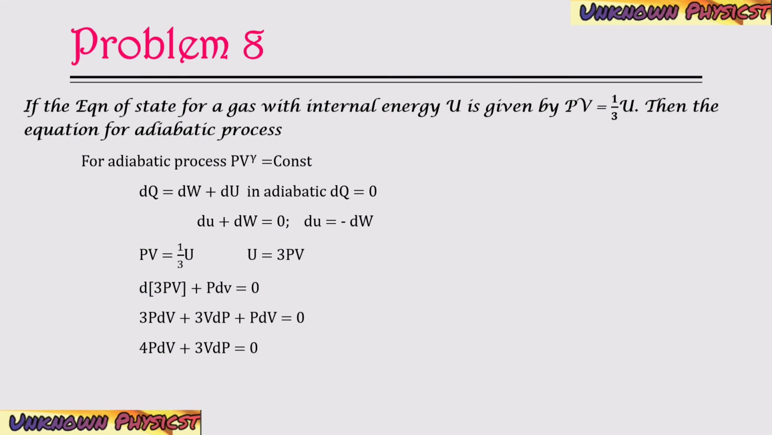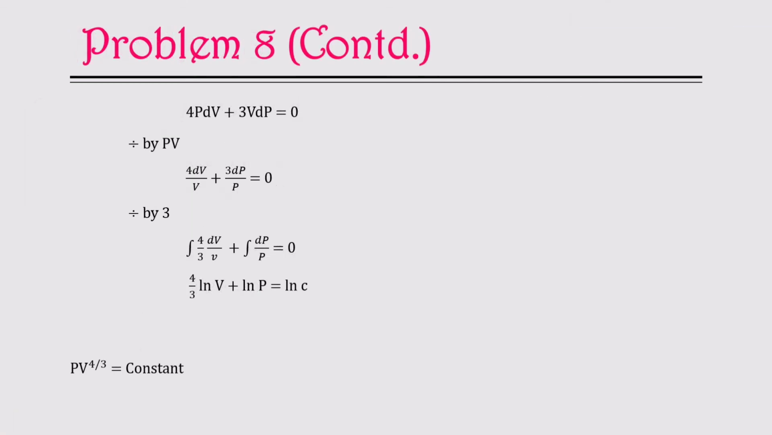We know from the question that U will be equal to 3PV. Substituting this and differentiating, finally we will get 4PdV plus 3VdP. It's just by differentiating that we get this step. And our next step is to divide this equation by PV. So we will get 4 dV by V plus 3 dP by P equal to 0. On integrating, dV by V gives ln V. So 4 by 3 ln V plus ln P will be equal to ln C. So our final answer is PV^(4/3) is equal to constant.